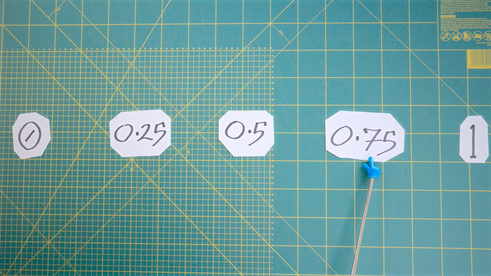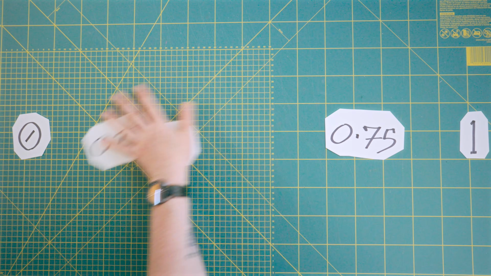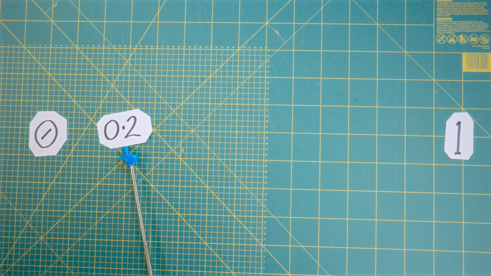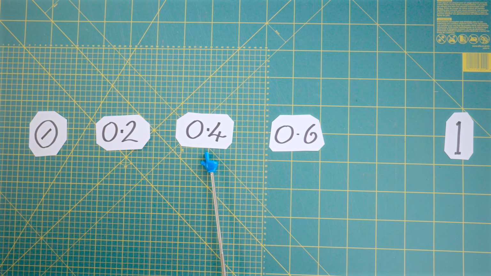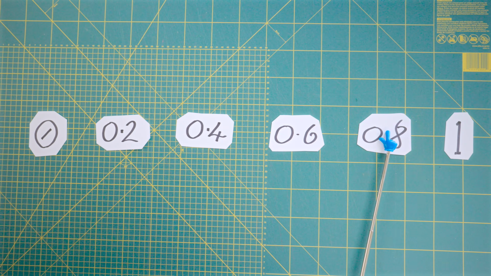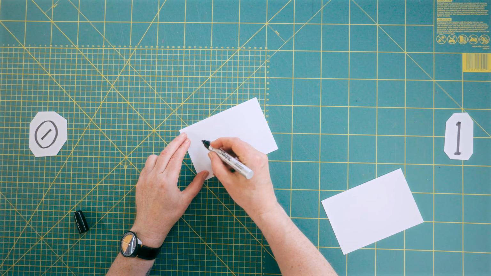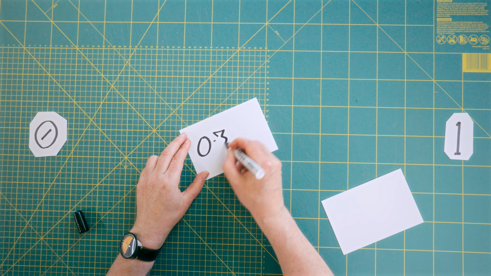0.25, 0.75, and the absolute all-time classic, 0.5. I suspect we'll be seeing those numbers quite a lot, and here are some other numbers that we're going to see all the time, so we're going to get used to these ones. 0.2, 0.4, 0.6, and 0.8. We'll probably see these quite often too.